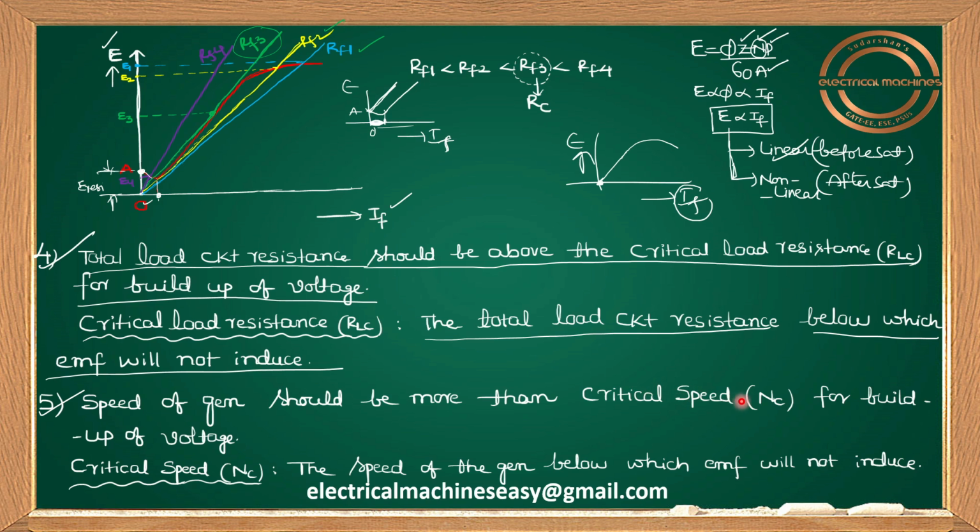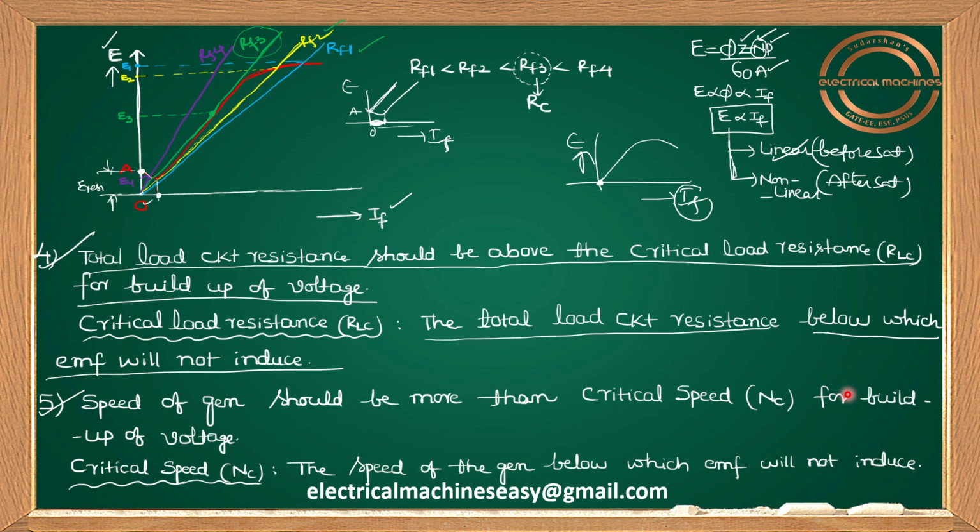After reaching your NC value only, your EMF will start building up. EMF will start inducing. So the speed of the generator should be more than the critical speed for buildup of voltage. So what is the definition for critical speed? I'm giving the same statement: the speed of the generator below which EMF will not induce.